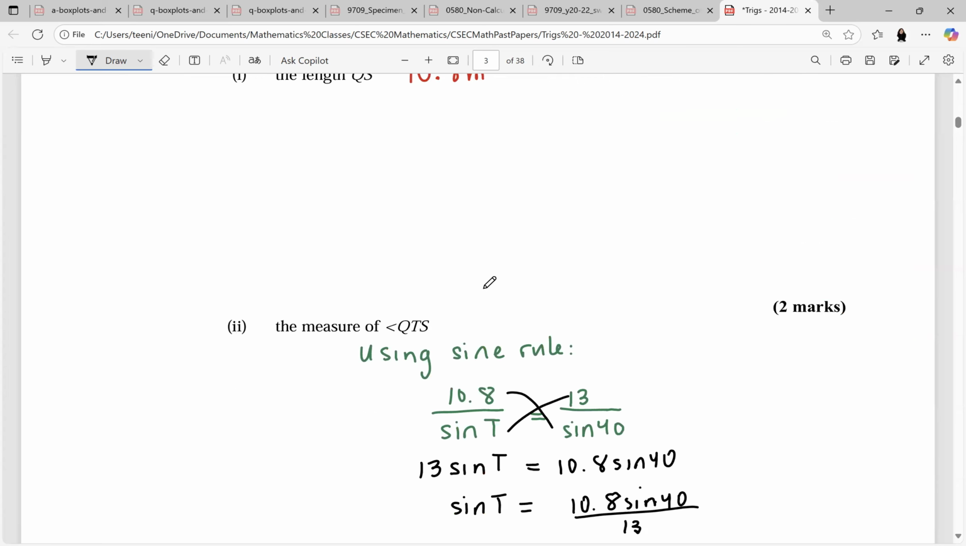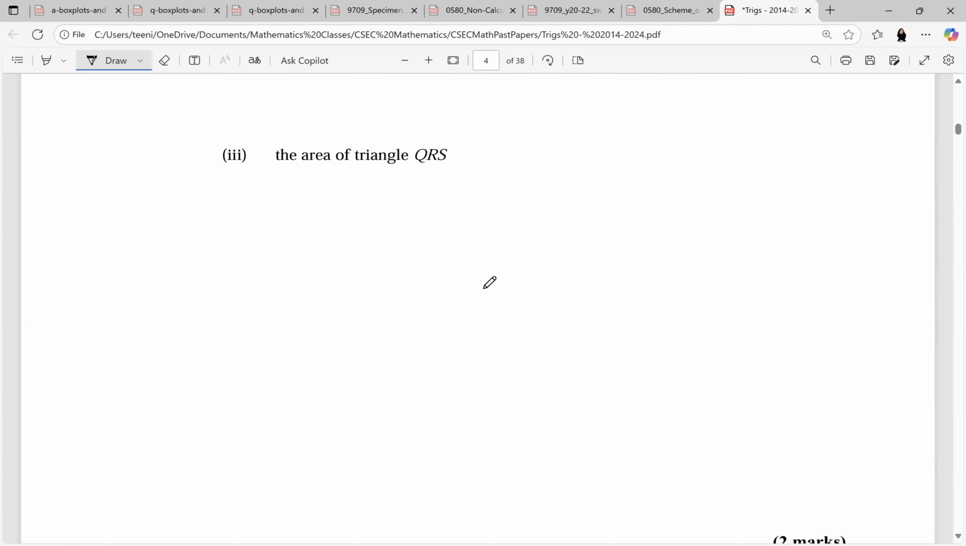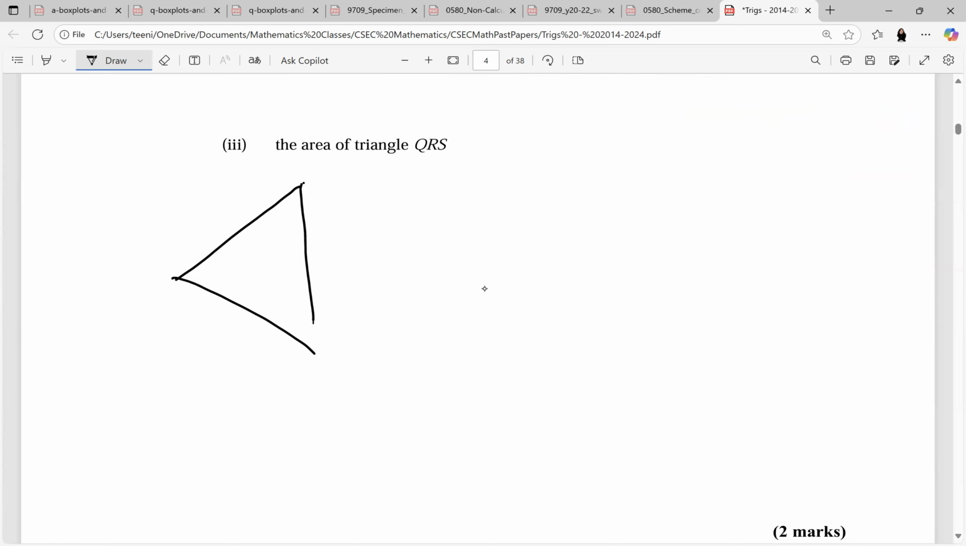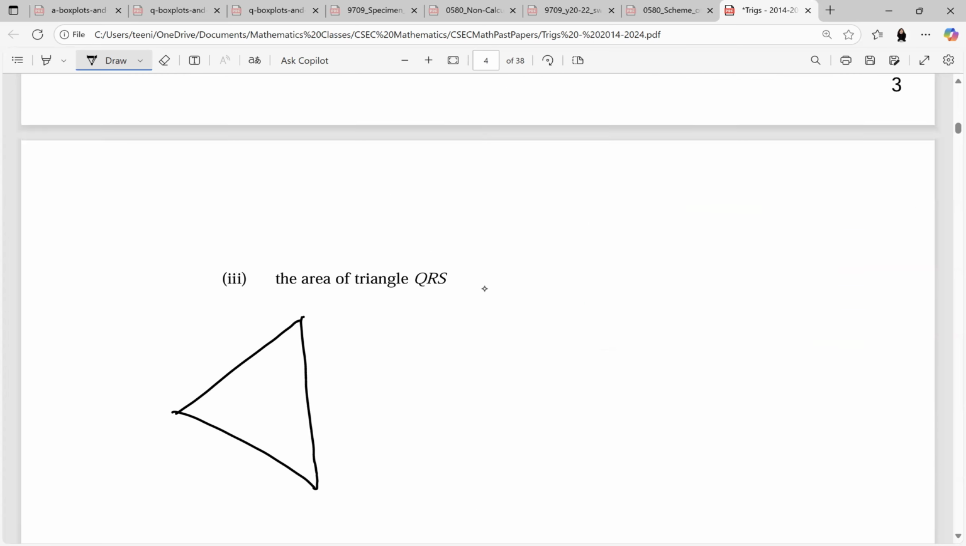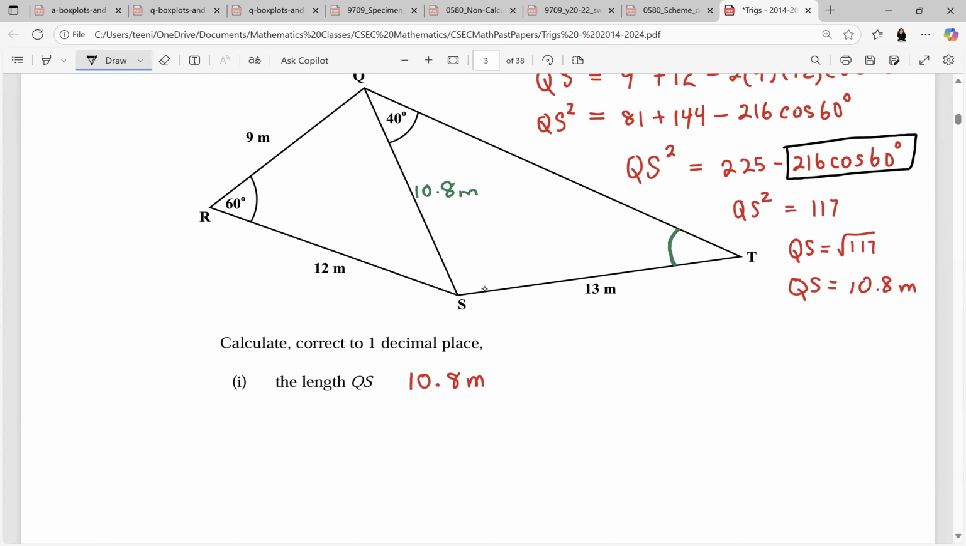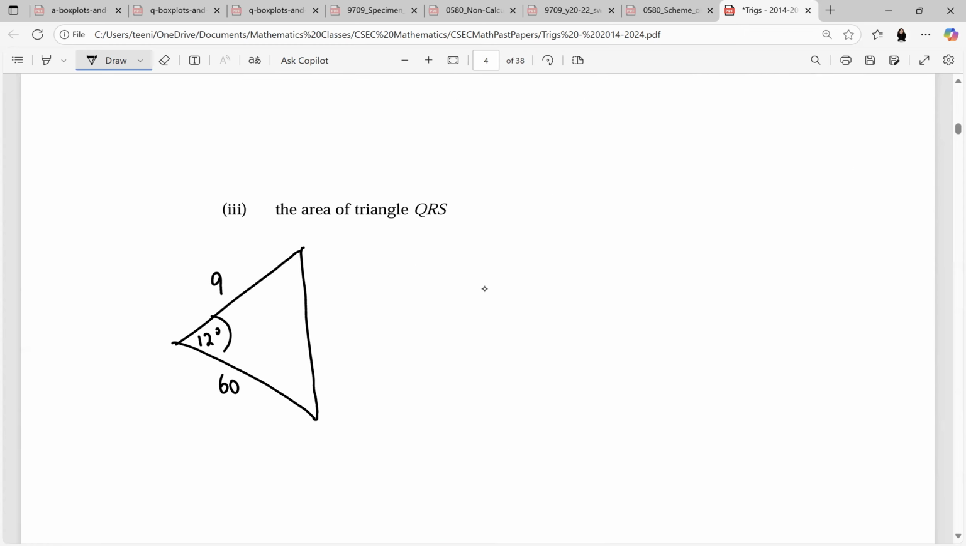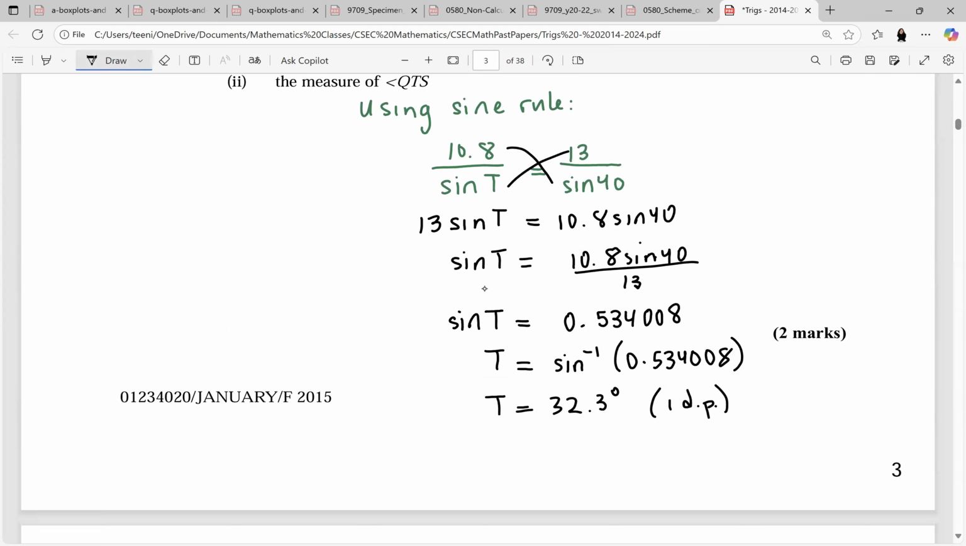So I'm just going to draw the triangle down here so I don't have to keep scrolling up. This is the triangle. This angle, what is it? 9, 12, and 60. Okay, so here is 9, here is 12, and this is 60. Or is it the opposite? Oops, I made a mistake. 60 is the angle. This angle is 60 degrees, and this side is 12. And it's in meters.